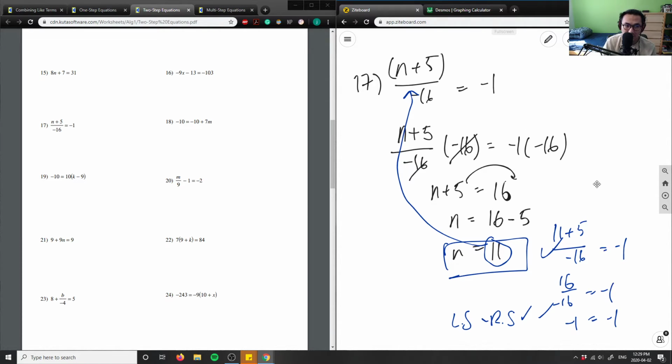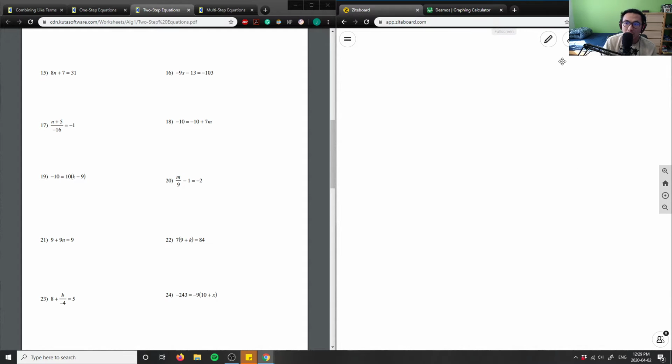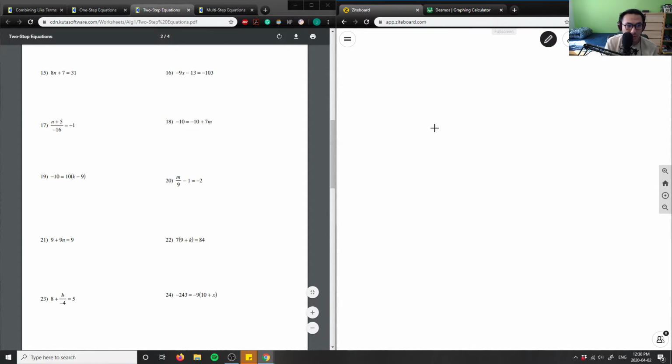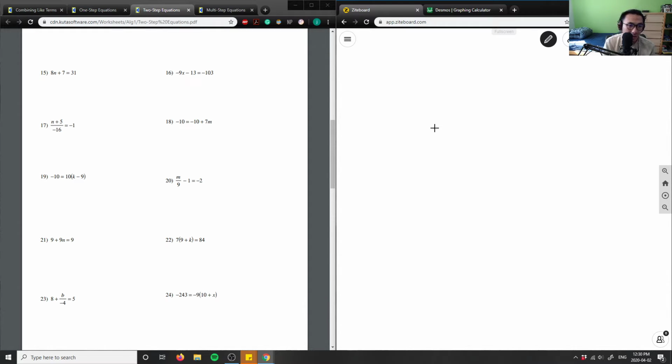So let's see if we can move a bit faster, because I do want to cover multi-step problems today within the next half an hour. So I'm going to do number 19. And this is negative 10 equals 10 times k minus 9. So how would I do this problem?